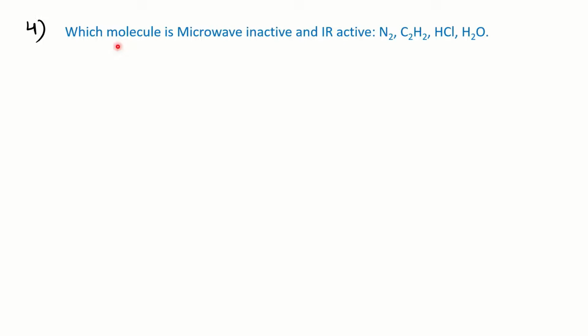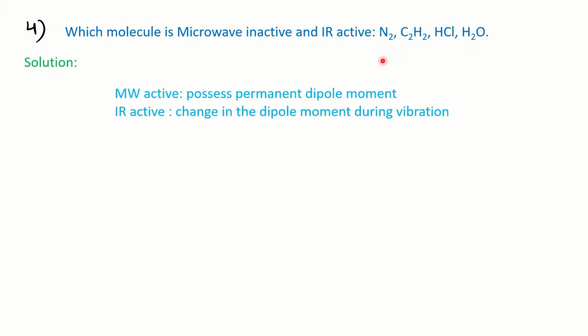Next problem was which molecule is microwave inactive and IR active. The molecules were given: nitrogen, acetylene, HCl and H2O. So first of all, what are the molecules which have microwave activity? The condition is it should possess a permanent dipole moment. For IR activity, there should be a change in the dipole moment during the vibration.